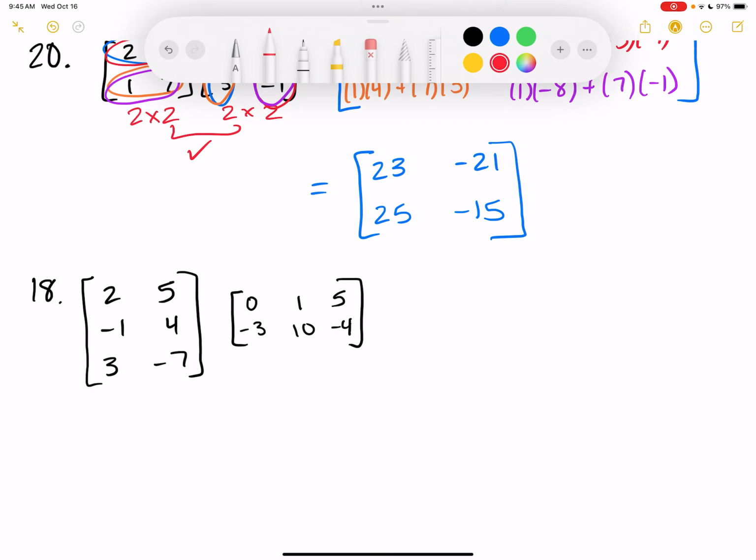What's this first one? Do you want the dimensions? 3 by 2. What's this one? That one's a 2 by 3. Middle dimensions match, so my result is a 3 by 3 this time. I was afraid that it wouldn't work.